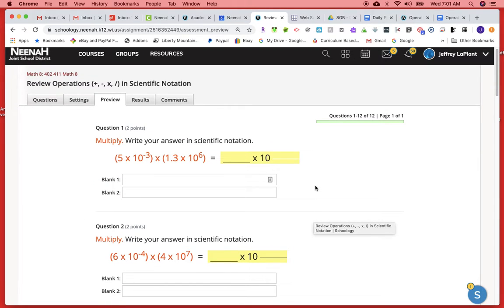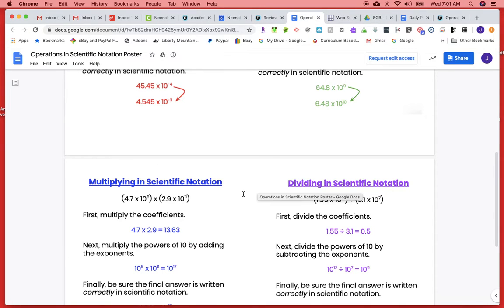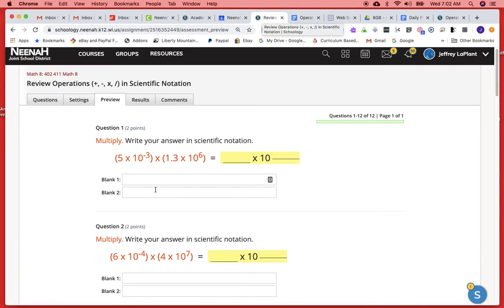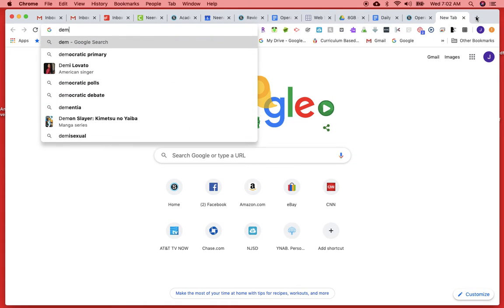So on this example, question number 1 of our review for your work today. It says multiply. Write your answer in scientific notation. 5 times 10 to the negative 3rd times 1.3 times 10 to the 6th. So if we follow your order of operation chart, what you have to do step by step. So we're multiplying, so we're looking at this blue section. First we need to multiply your coefficients. 5 times 1.3. So you can see what I'm doing, I'm going to bring up Desmos.